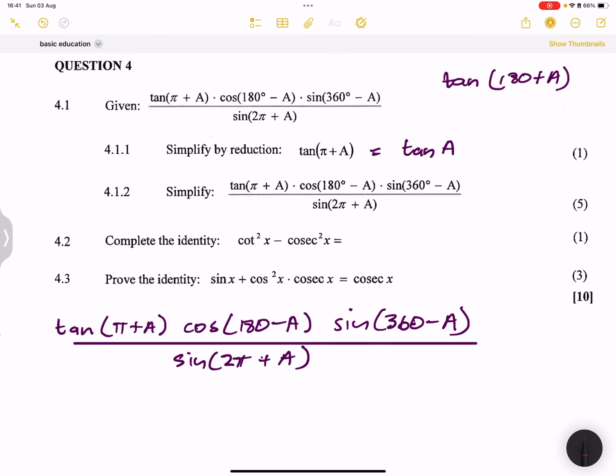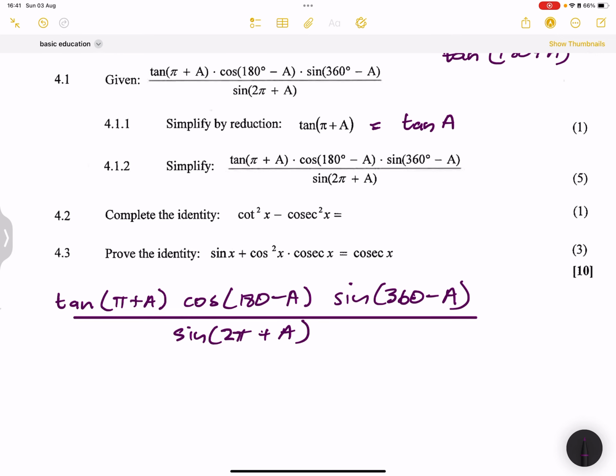Right, let's quickly have a look at it. We've just said that tan of (pi plus a) simply gives us tan of a. Now cos of (180 minus a), let's do a CAST diagram. 180 minus, that's in the second quadrant. Cos is negative there. So that would be negative cos of a, multiplied by sine of (360 minus a). 360 minus, that would be in the fourth quadrant, and we know that sine is negative there. So that would be negative sine of a.